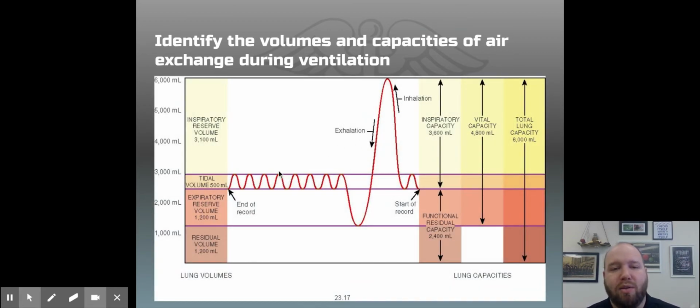Your tidal volume is not a whole lot of extra breathing because remember, all you need to do is just remove that extra amount of CO2 and bring in a little bit more air that has a whole lot of oxygen in it. So to maintain the amount of oxygen you need in your lungs doesn't take a whole lot of air moving in and out.